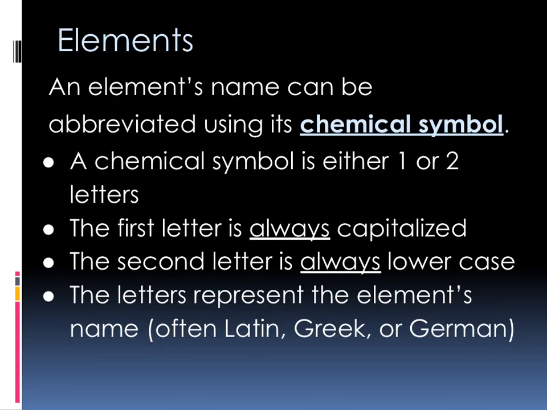Every element has an abbreviated chemical symbol. The chemical symbol for oxygen is O. Well, okay, we're writing the black on the black background. O. The chemical symbol for nitrogen is N. The chemical symbol for hydrogen is H.